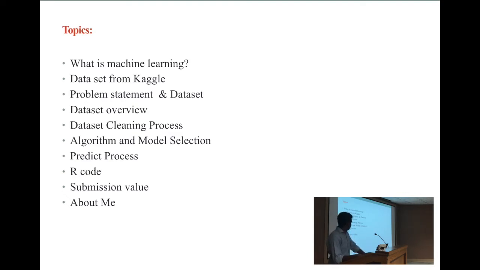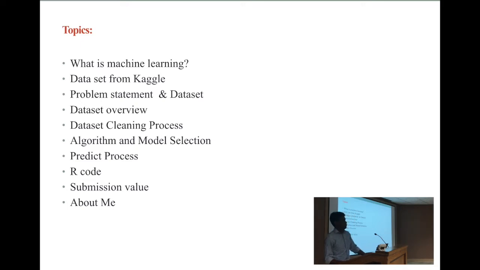Next is algorithm and model selection. After we have done all the cleaning process on the data set, we need to choose our algorithm, what kind of algorithm we are going to use to create this model. The last one is the predict process. Once we create the model, what kind of prediction are we going to get from that model, either percentage-wise or numerical. That information will come from our predict process.